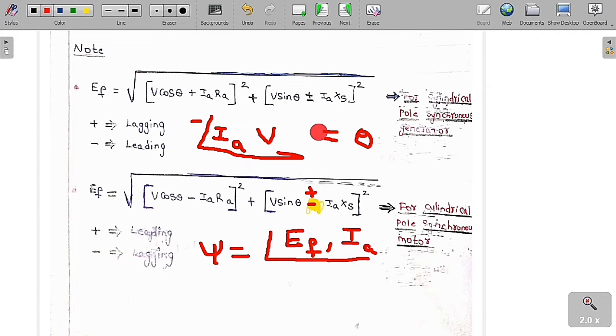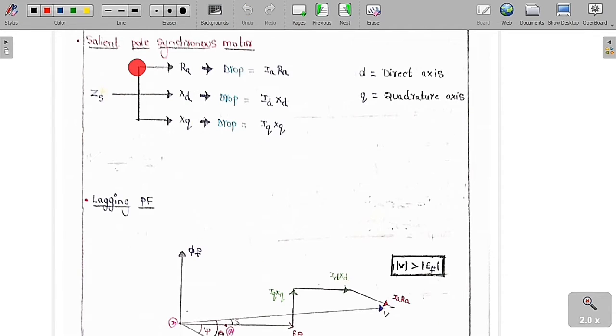Whenever the IF is less, it is called under excitation. If the IF is more, it is called over excitation. Now we will discuss another new concept, which is called the salient pole synchronous motor. Up to now we have learned about the cylindrical one, but now we will specially learn about the salient pole synchronous motor. Here, the synchronous impedance will have three parts: RA, XD and XQ.